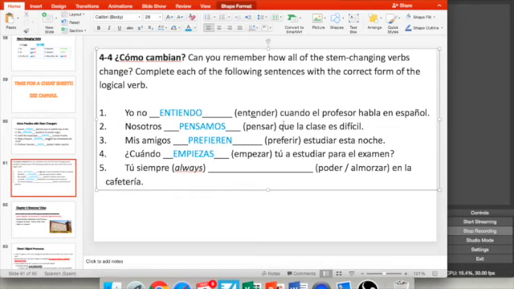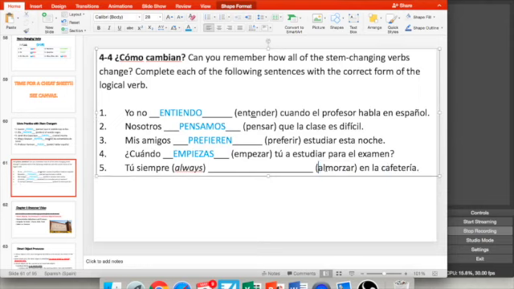And our last one, number 5. Tú siempre poder en la cafetería. You are always able to in the cafeteria. Or tú siempre almorzar en la cafetería. Well, it makes more sense to say that you always eat lunch, almorzar en la cafetería. So we can chop off poder.